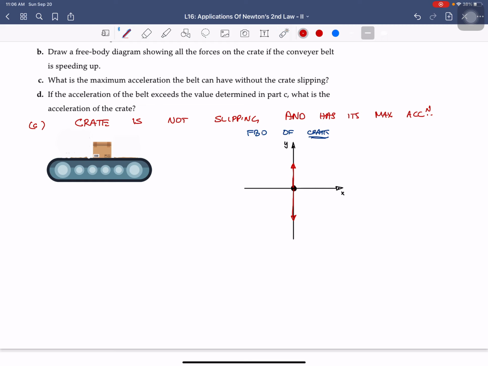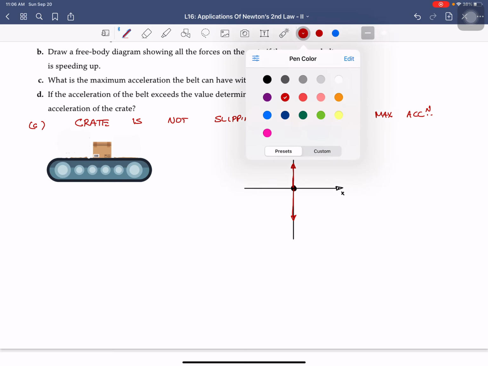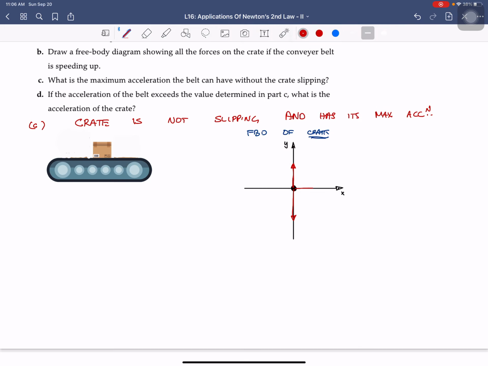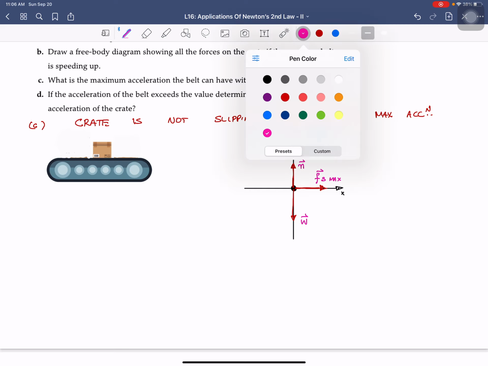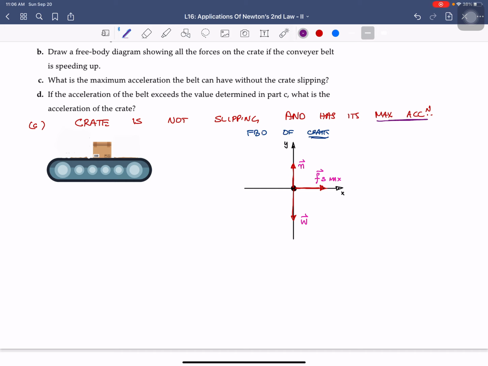And since the crate is moving at its maximum possible acceleration, this force, the force of static friction, has its maximum possible value, which means, well, let me just label all these forces first. That's the weight, normal force. This force is in fact the maximum force of static friction. Why maximum? That's because in the statement of the problem, we are told that it is not slipping and it has its maximum acceleration. So the fact that it has its maximum acceleration means the force of static friction is also taking its maximum value.